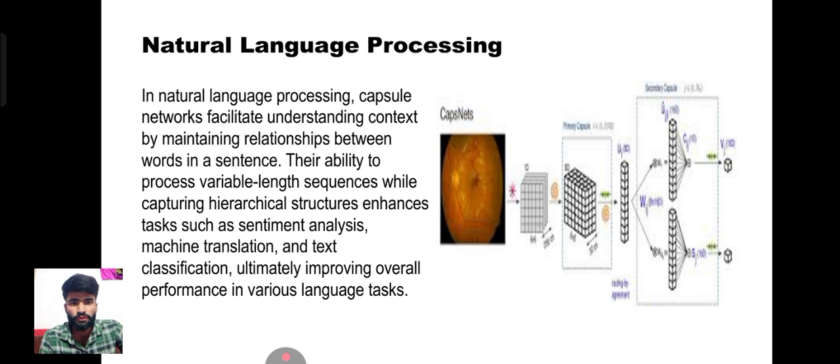In natural language processing, capsule networks facilitate understanding context by maintaining relationships between words in a sentence. Their ability to process variable-length sequences while capturing hierarchical structure enhances tasks such as sentiment analysis, machine translation, and text classification, ultimately improving overall performance in various languages.